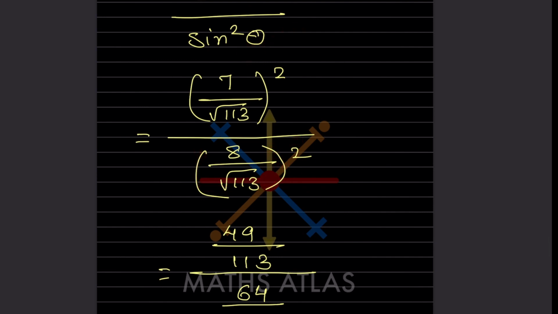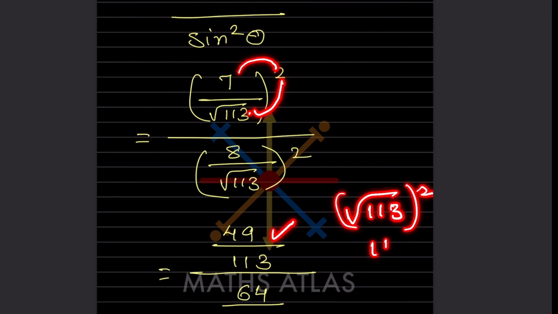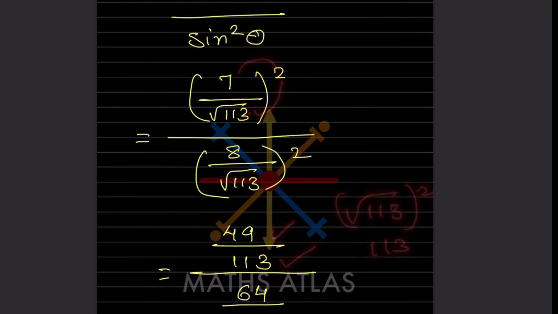So now when you take the square of this one, this into this and this into this one, what is that going to be? 7 square is going to be 49. And when you take the square of root 113, that is going to be just 113. So this is 113. Now we'll look at the denominator.